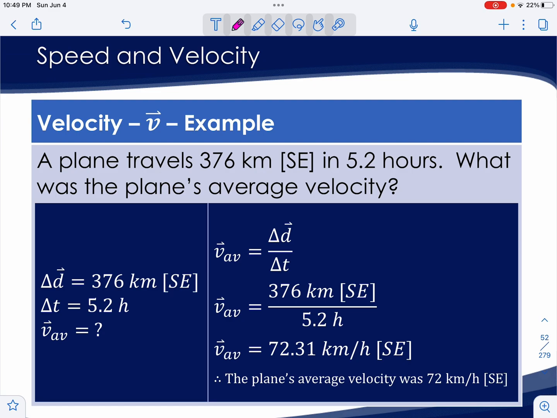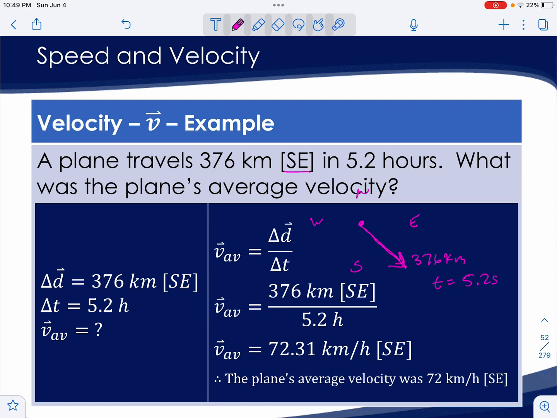Here's an example using velocity. A plane travels 376 kilometers southeast in 5.2 hours. So if here's our starting point, and this is like north, south, east, west, the plane is traveling southeast, and it's traveled a total of, relative to the starting point, 376 kilometers in a time of 5.2 hours. What was the plane's average velocity?